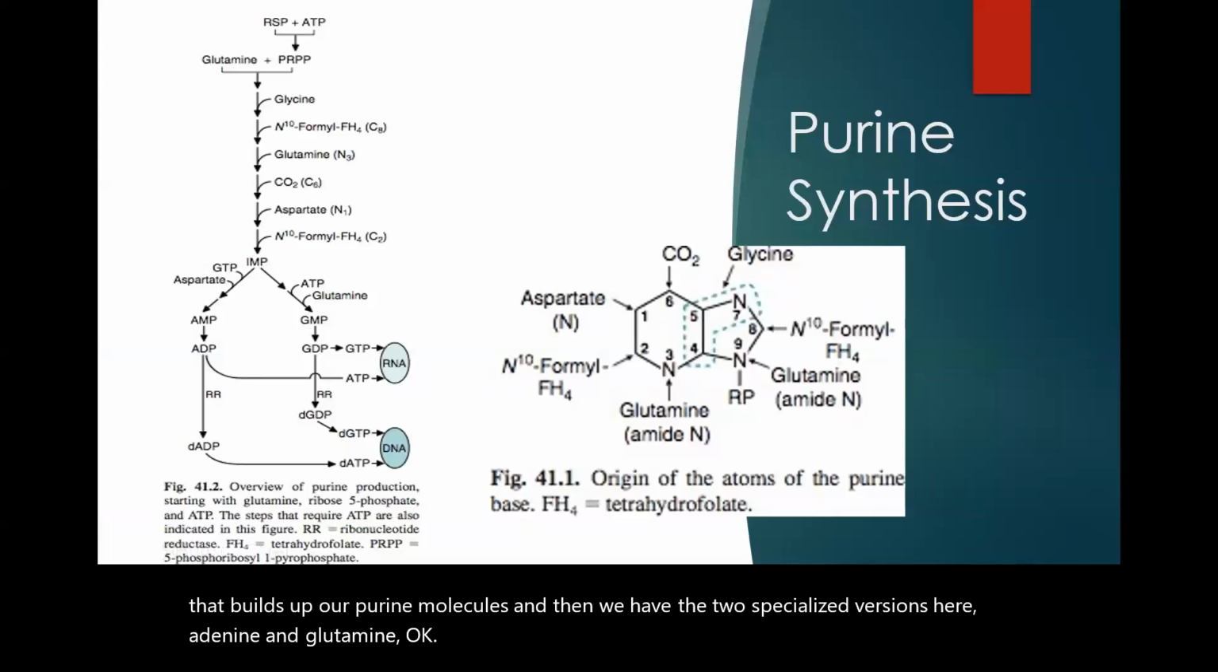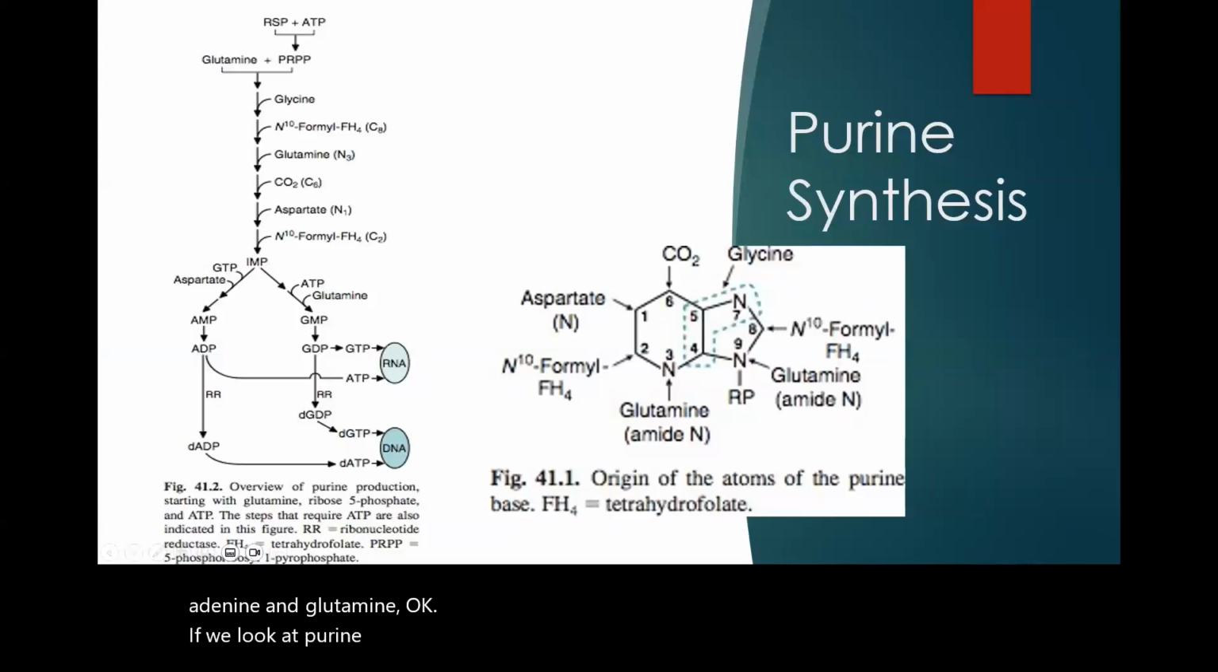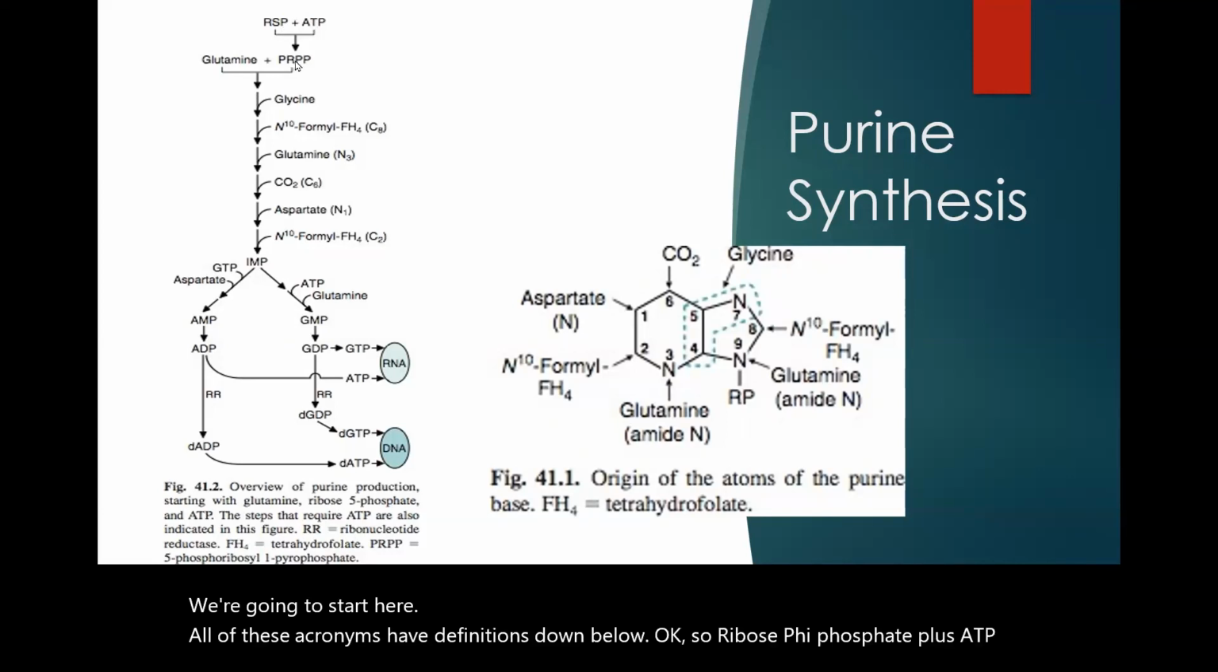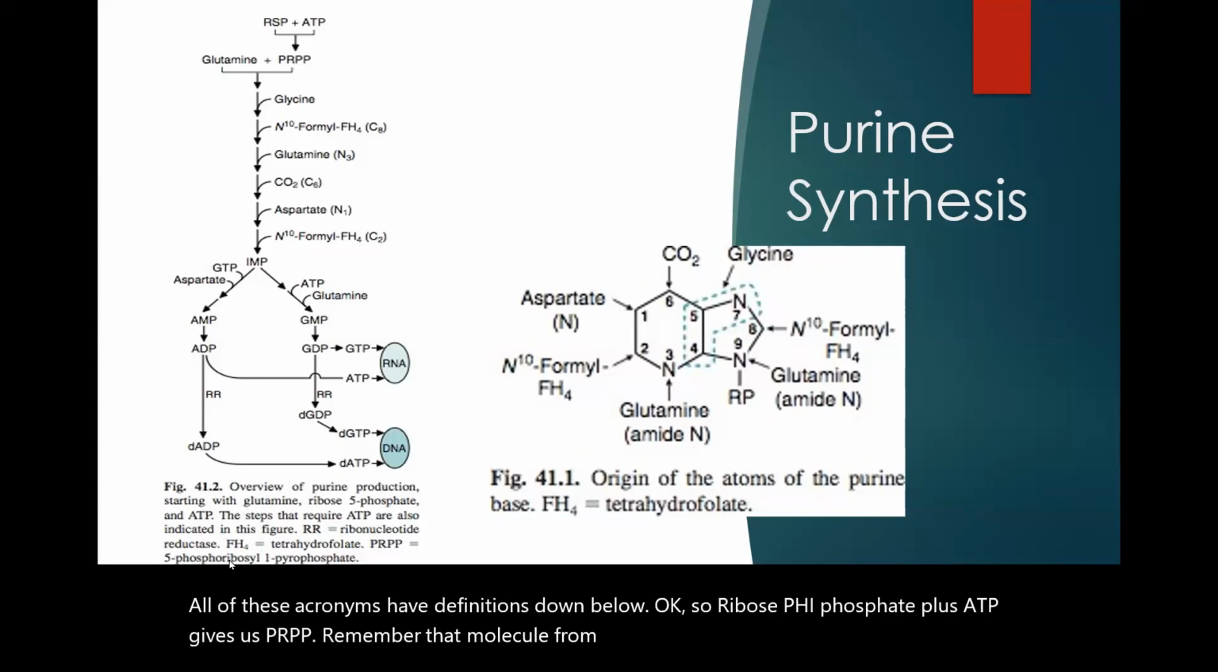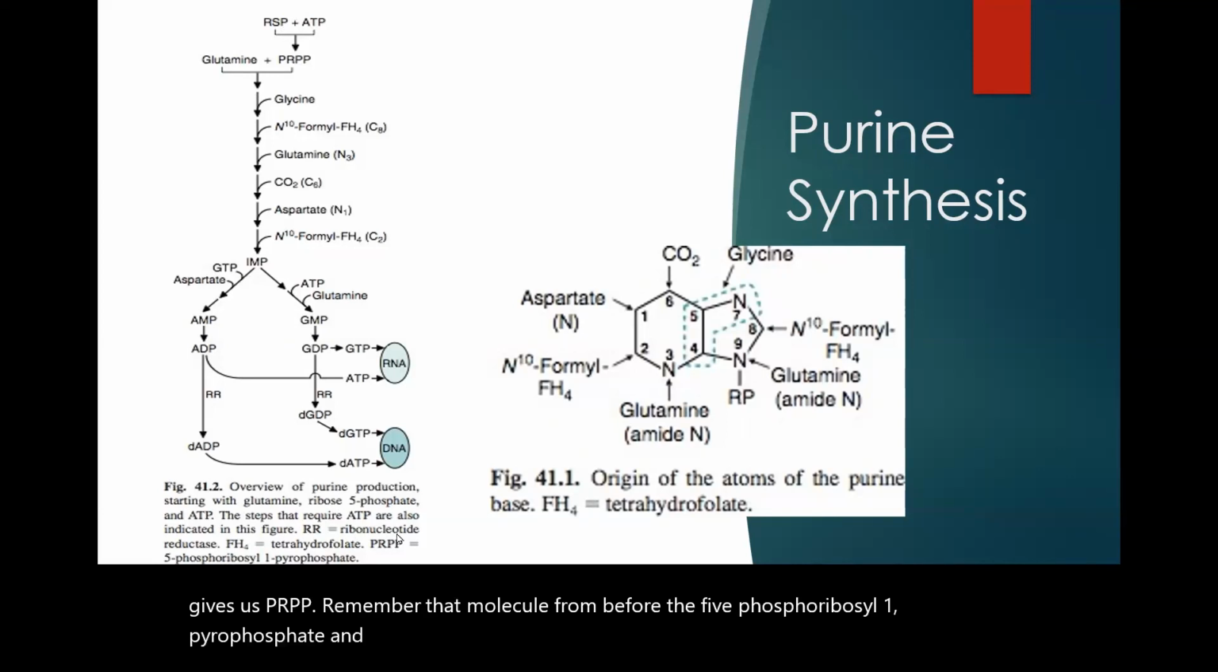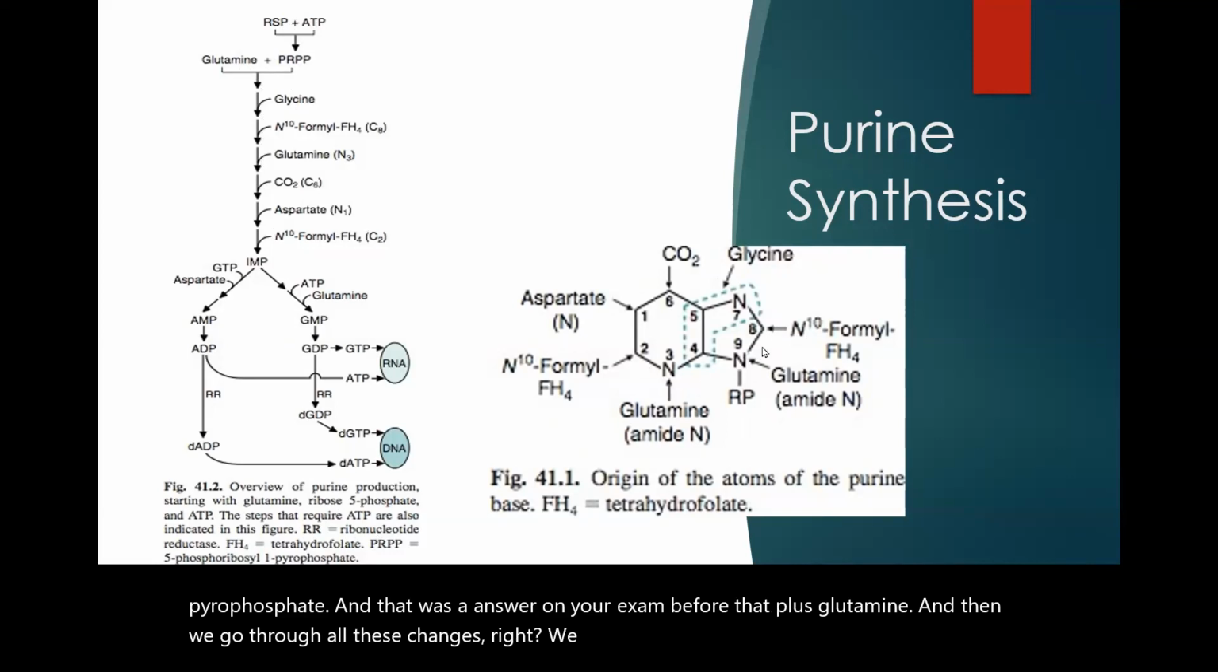We look at purine synthesis. We're going to start here. All of these acronyms have definitions down below. Okay, so ribose 5-phosphate plus ATP gives us PRPP. Remember that molecule from before, the 5-phosphoribosyl 1-pyrophosphate? And that was an answer on your exam before. That plus glutamine, and then we go through all these changes, right? We add all these components, all these carbons to build up our purine.